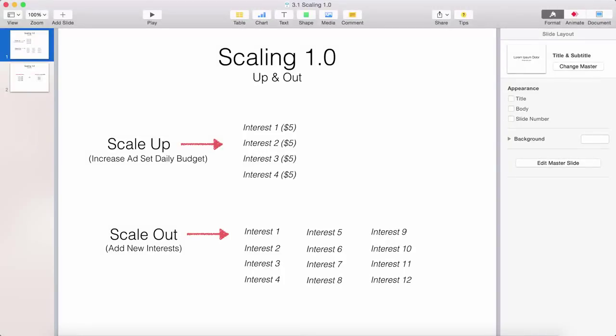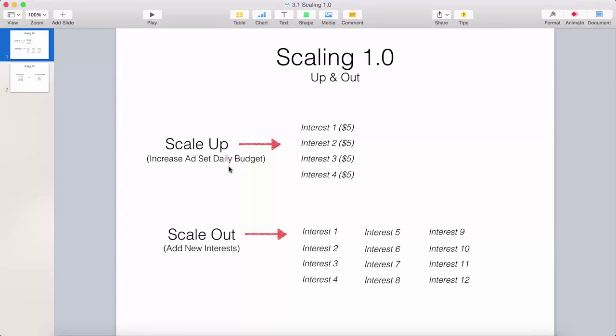So after your campaign has successfully passed the testing phase, which means that this is the campaign that is selling well and has positive ROI, the next step will need you to scale the campaign. So here is scaling part 1 where I will talk about scaling up and scaling out. What I mean by scaling up is you increase the ad set daily budget.